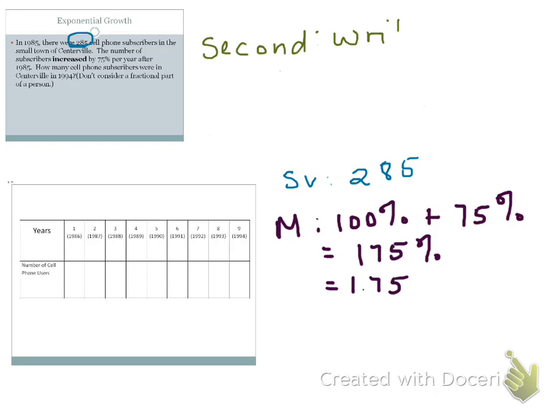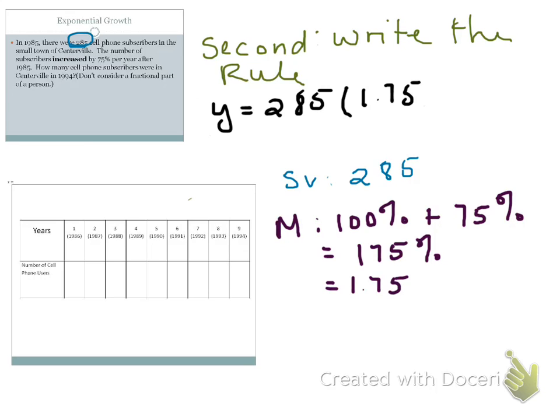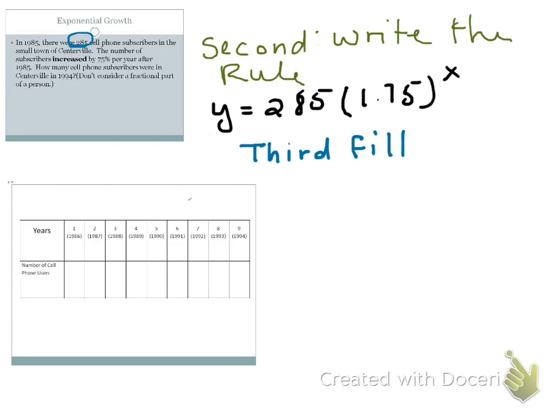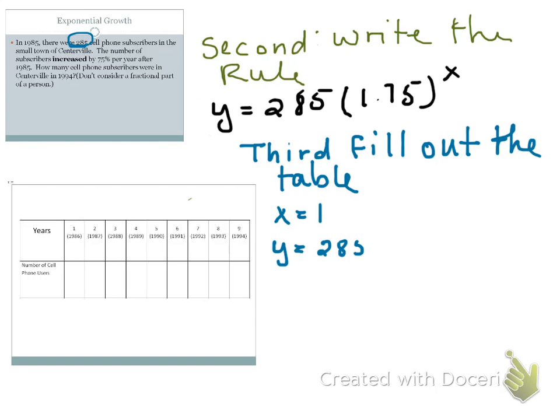Our next step is to write the rule. So in this case, we have your start value, which is 285 times the multiplier to the x power, so 1.75. So y equals 285 times 1.75 to the x. Our next step is to start filling out the table. So when x equals 1, you have y equals 285 times 1.75 to the power of 1, which is 498. And then you can put that in your table and keep on going.